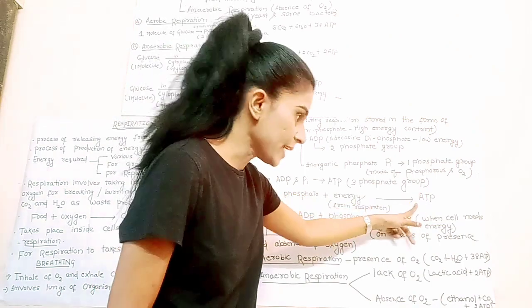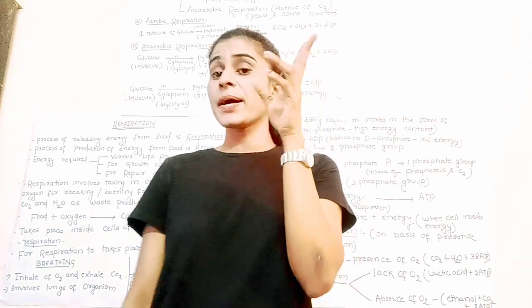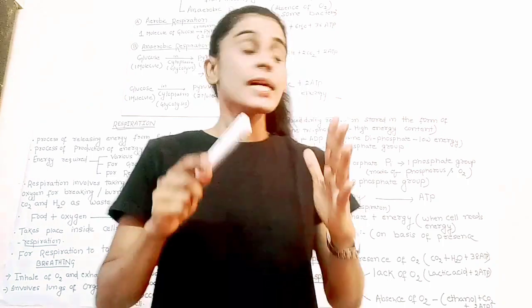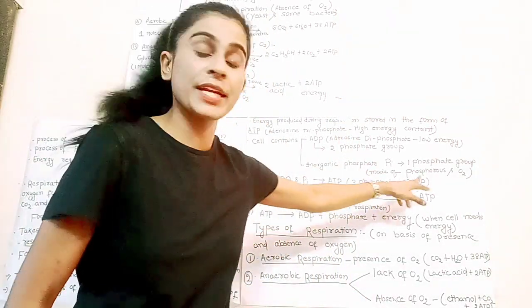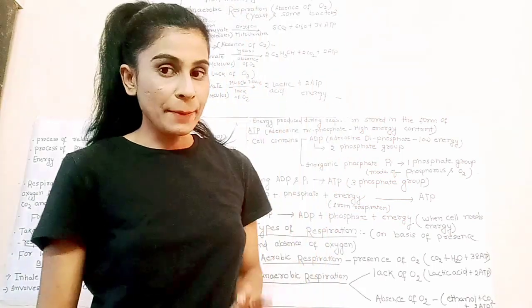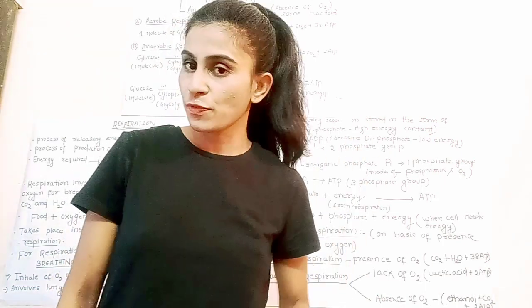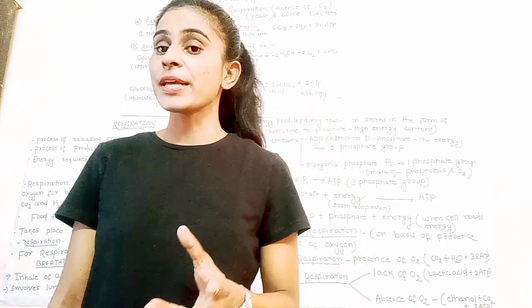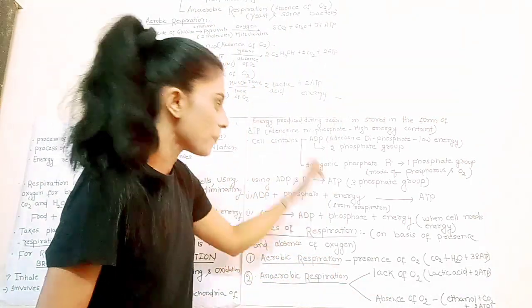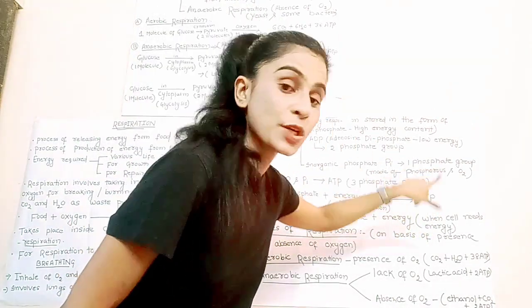What is it? Adenosine triphosphate. Don't forget, guys. What you have to remember is the full form of ATP: adenosine triphosphate, which has 3 phosphate groups. And how is ATP formed? ADP, which is low in energy content, combines with inorganic phosphate with the help of some energy which we get during respiration. So ADP plus phosphate plus energy forms ATP, which has 3 phosphate groups.